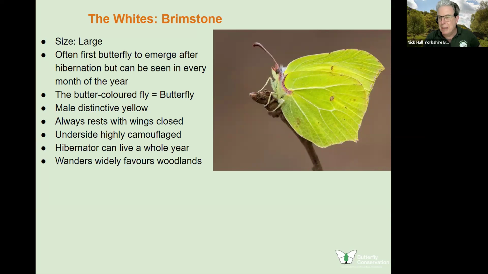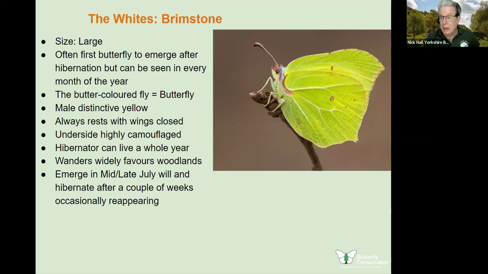It's a great wanderer, but it does favour the woodlands. If you want to see large numbers of brimstones, go to woodland. There are quite a few in Yorkshire, and there are transects in some of those woodlands. I know on my particular transect, I can get 20 or 30 on a particular day, while normally in our gardens, we only see an odd one.